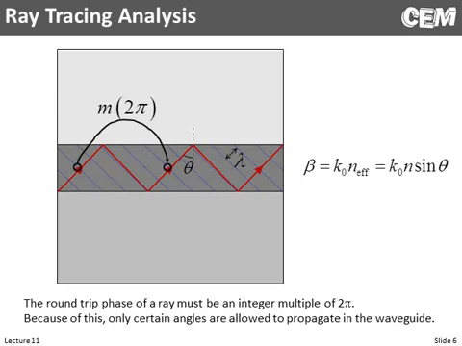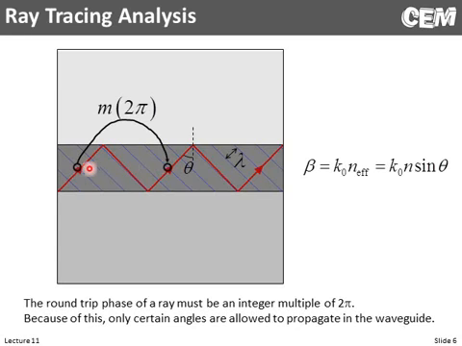Now there's one more thing. The wave inside this guide, we think of it as bouncing around. Well, we need to look at the round trip phase. So we'll pick a point here on the wavefront, and we come back to essentially the same point. It turns out the phase of the wave between these two points has to be an integer multiple of 2π. If this is not the case, then the wave will interfere with itself, and in fact it'll just leak out of the guide. It actually won't be a guided mode.